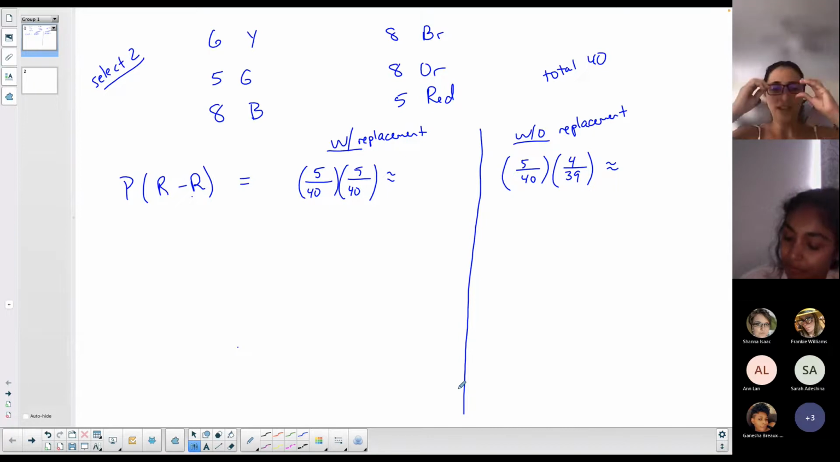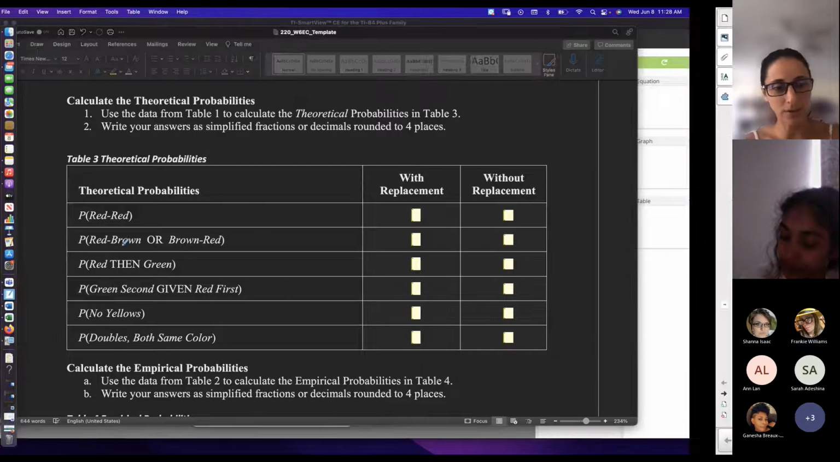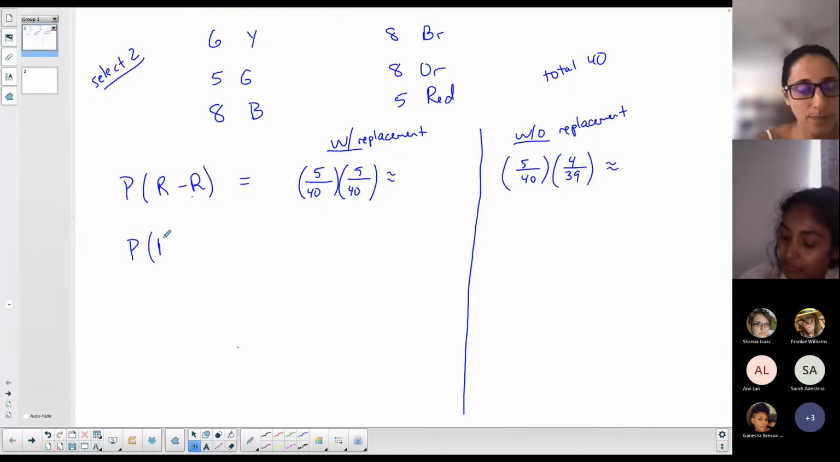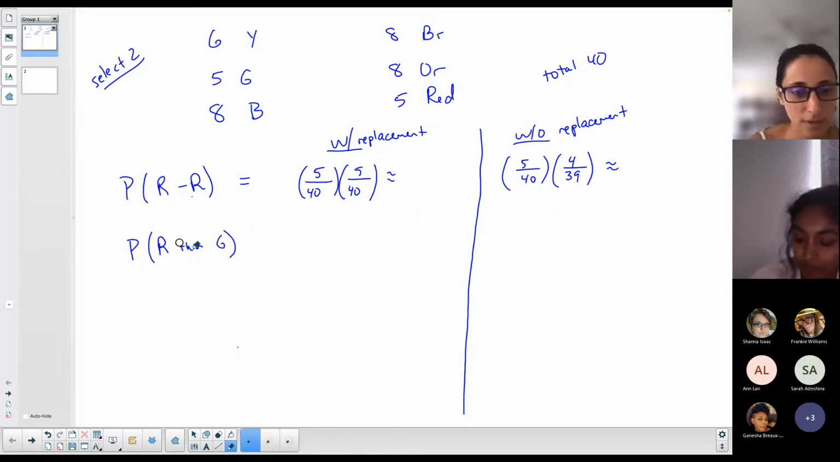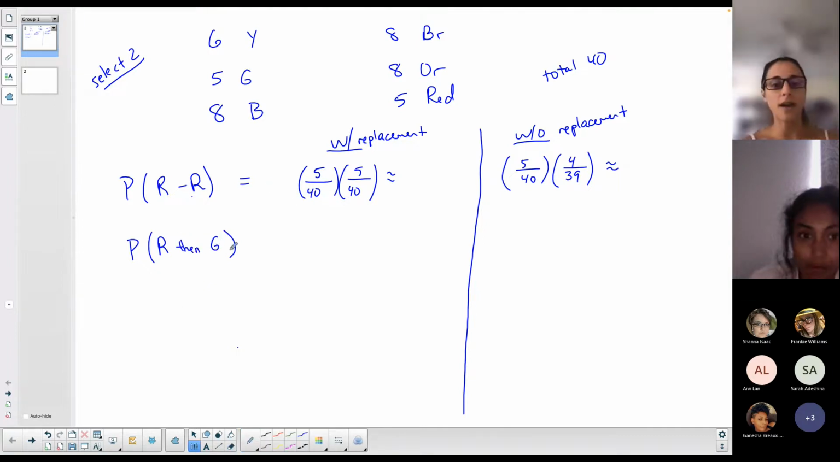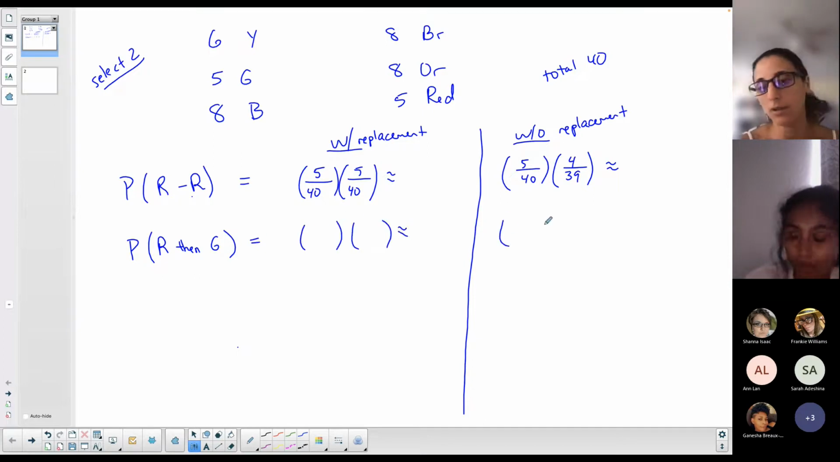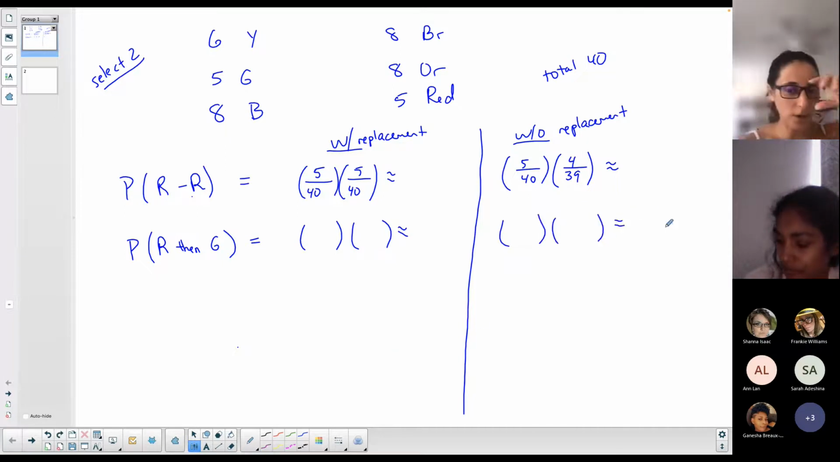If I were looking at red and then green, I'm going to make some stuff up too. Let's do that. Red, then green. I don't like when I'm sloppy. Okay, red, then green. What's the difference between red and red versus red, then another color? And then you can approximate it if you want, because it says you could do a simplified fraction or an approximated decimal.